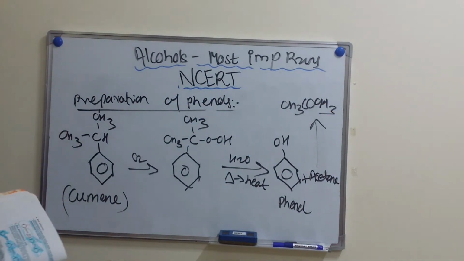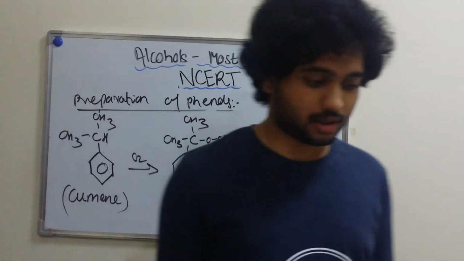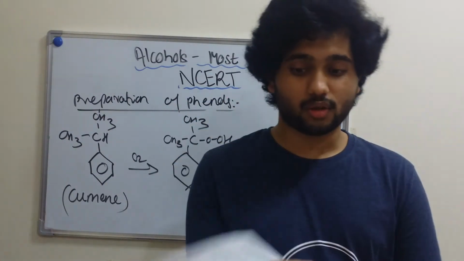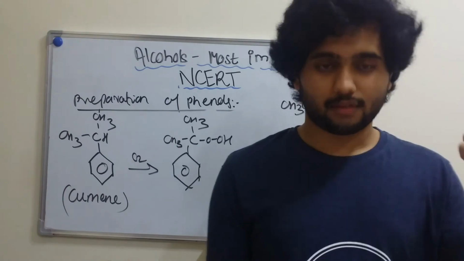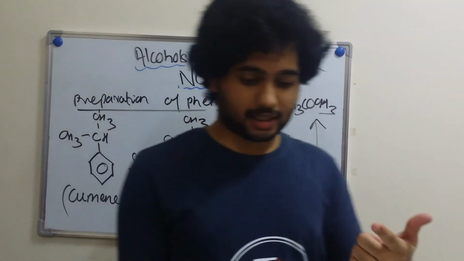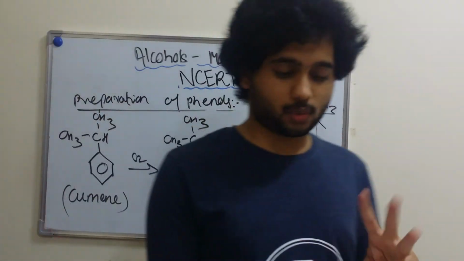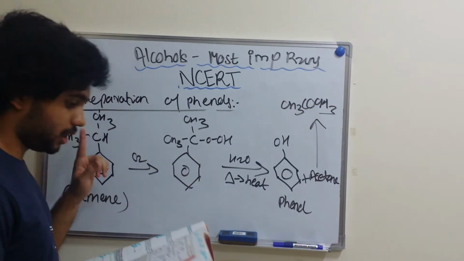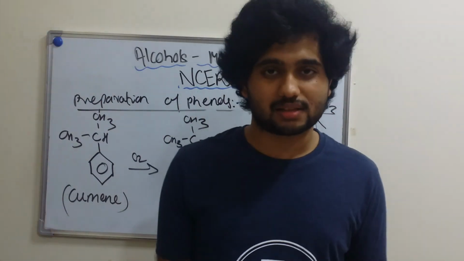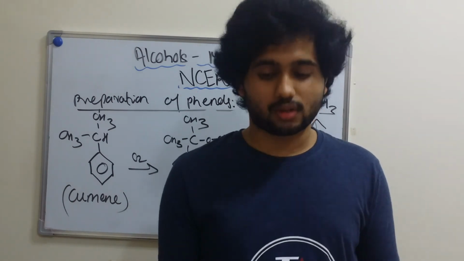So there are actually 4 methods as per your NCERT. First one is from haloarenes, which I discussed, chlorobenzene. Second is from diazonium salt, which I discussed just before, from aniline. And the third one is cumene, as you can see here. The fourth one is from benzene sulfonic acid, but that is not asked. So this is part 1.